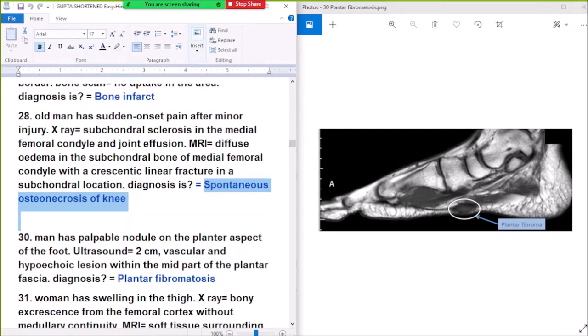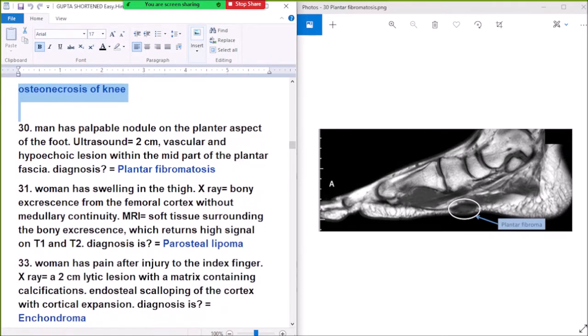It cannot be any other important diagnosis. X-ray shows subchondral sclerosis and so on, which may be osteonecrosis findings, but he has onset of pain after minor injury, so we go to spontaneous osteonecrosis of the knee. Spontaneous means sudden onset, and it resolves with conservative management.